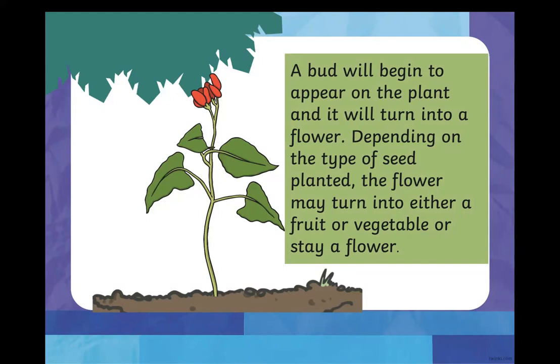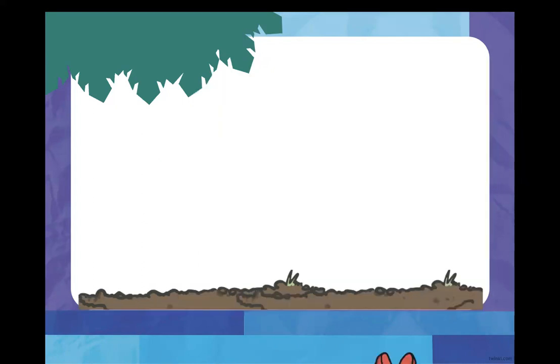Now, once the stem is mature enough, there will be some buds. A bud will begin to appear on the plant, which will turn into a flower. A bud is an unopened flower. Depending on the type of seed planted, the flower may turn into either a fruit or a vegetable, or it will stay as a flower. Just like with the sunflower that I have mentioned earlier, it will not stay as a flower because it will be pollinated by bees and butterflies, and it will produce its seeds. Then you will have several sunflower seeds, and you can grow more sunflowers.